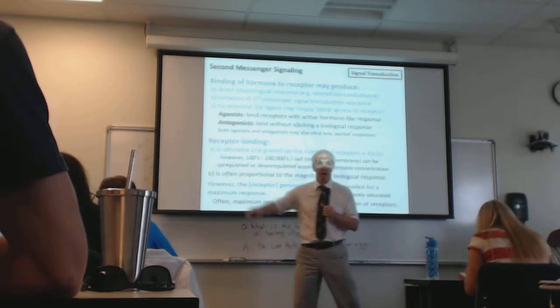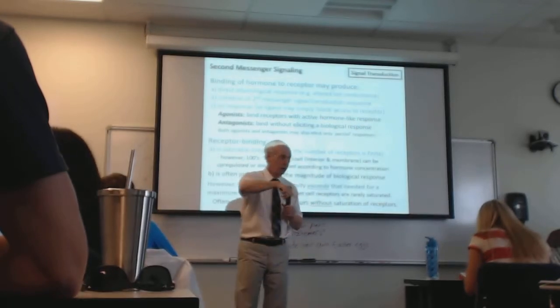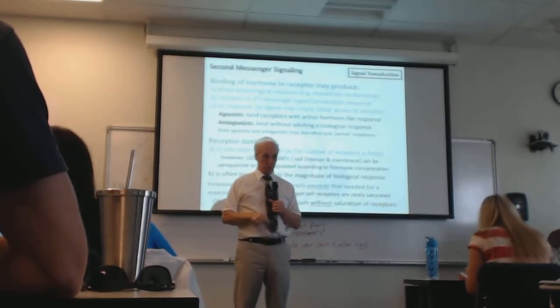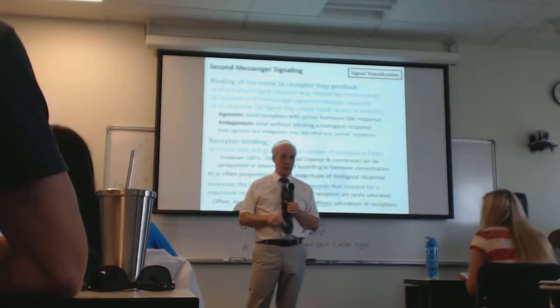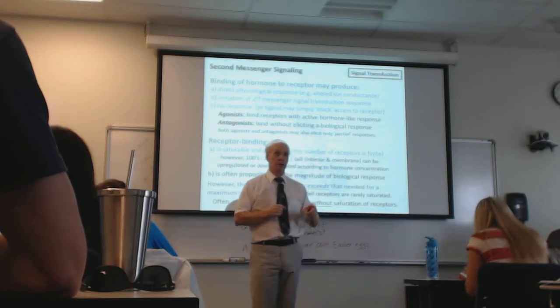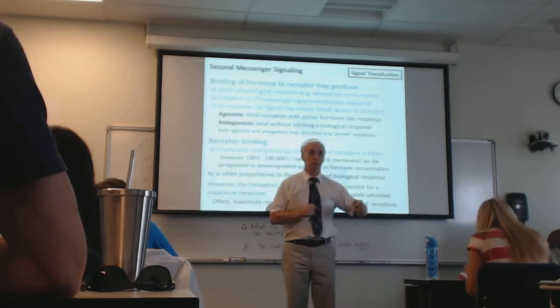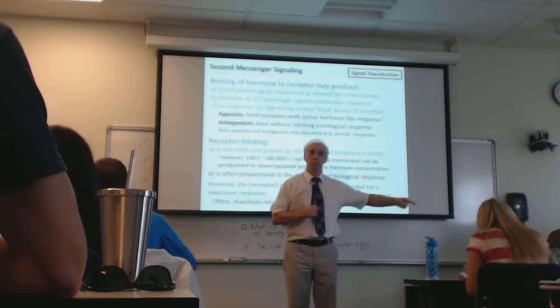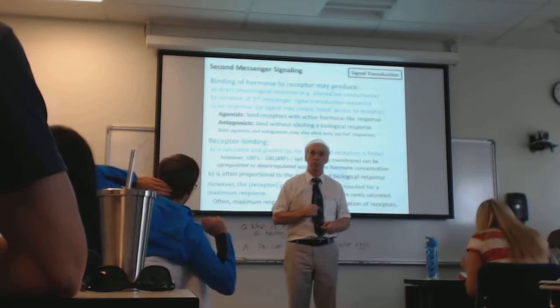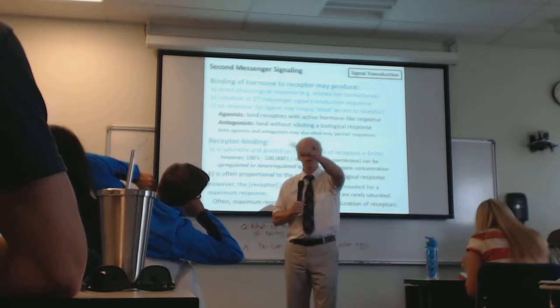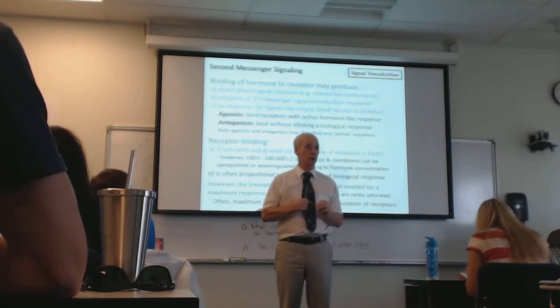So in other words, again, if the whole room is a cell here, and each one of the seats is a receptor, we can max out the ability of the cell to respond to the hormone at 100% if only this first row of receptors is occupied by the hormone. We say that all the other receptors are spare receptors, S-P-A-R-E, spare receptors.